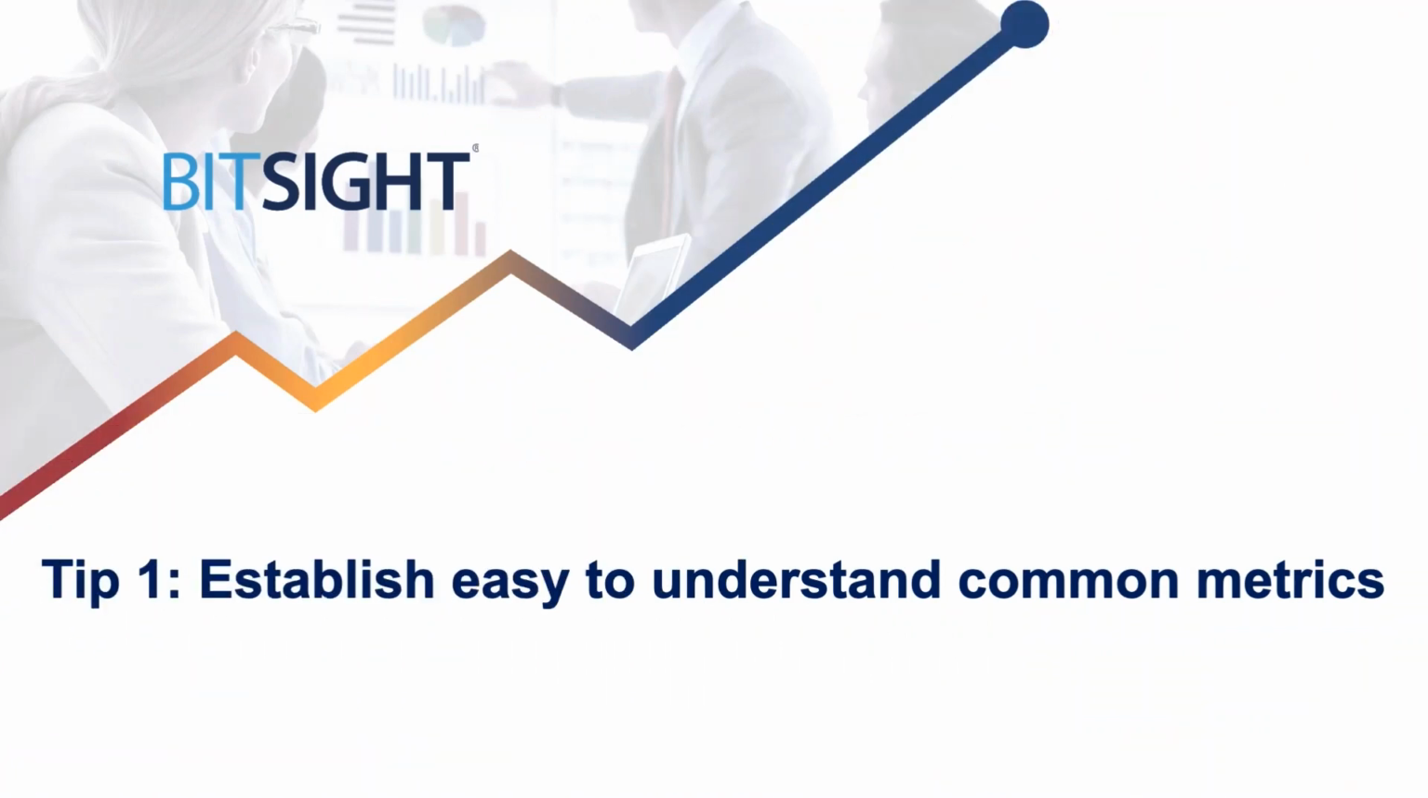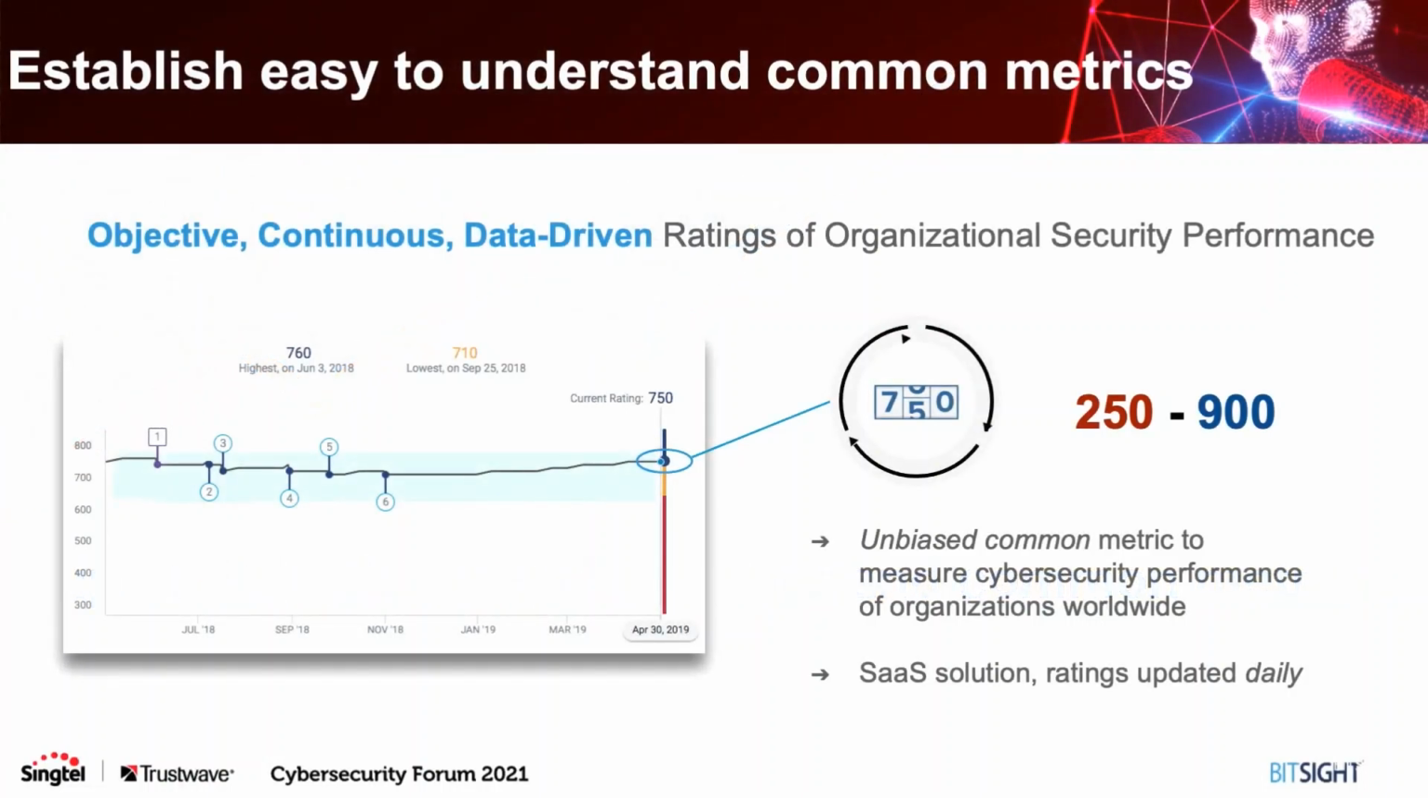In tip 1, we're going to talk about using a common metric for cyber risk. Using a security rating helps translate complex security risk issues into business context. And by having a common metric, it is easy to communicate and understand risk. Ensure that you have a measure that is common across all vendors, ensuring that comparisons are understandable and clear.